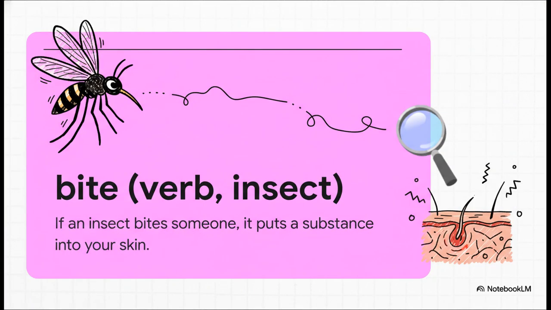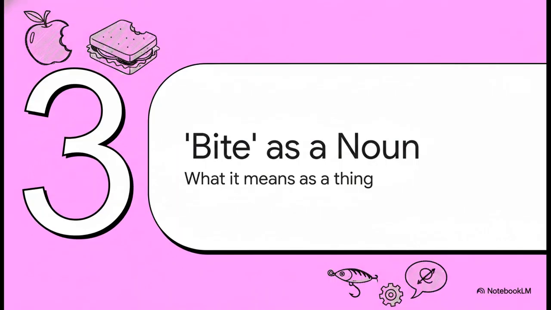But wait, the word's job isn't done yet. Think about insects. A mosquito doesn't have teeth, right? But we still say it bites you when it pierces your skin. Now this is fascinating. We're using the exact same action word for two very different physical processes. One is squeezing and the other is piercing. So bite can be an action, but it can also be a thing, the result of that action.